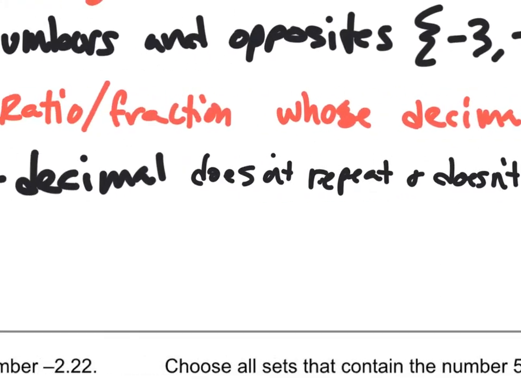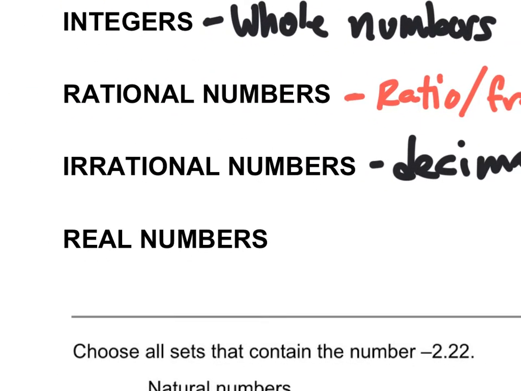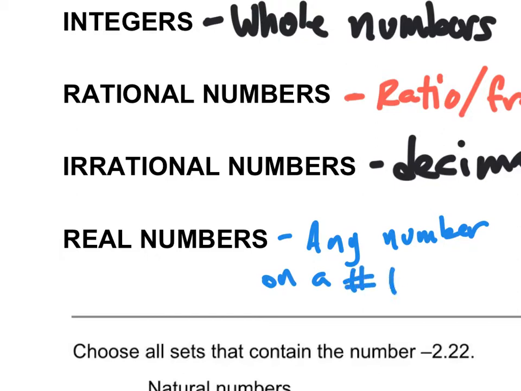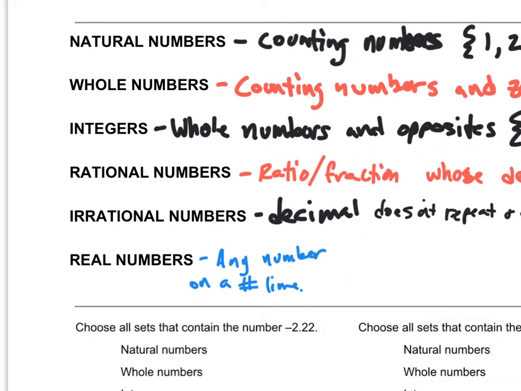So then we have the real numbers. Anybody know what the real numbers are? It's the entirety of all of them. Any number on a number line. Every one of these types of numbers is under the real number system. Irrational numbers are different than rational numbers. All of these are a little bit different, but they're all under the category of real numbers.